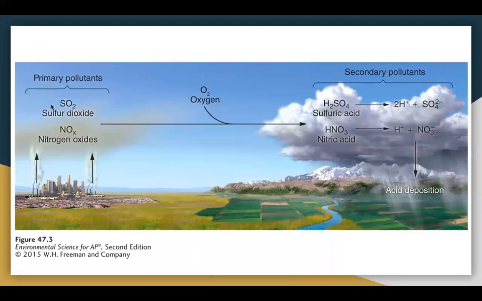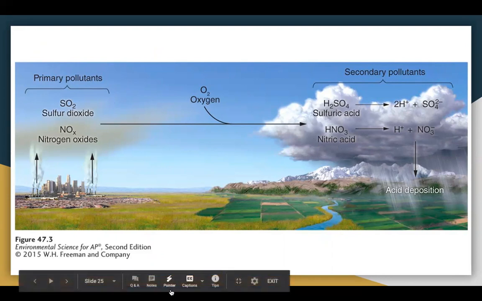So SO2, remember this comes from coal, and NOxes, this comes from fossil fuels, specifically cars, react with oxygen and water, and I get out sulfuric acid, H2SO4, and HNO3. You do not need to know these other things that are here, but what you do need to know, I'm going to annotate on the screen, hopefully.